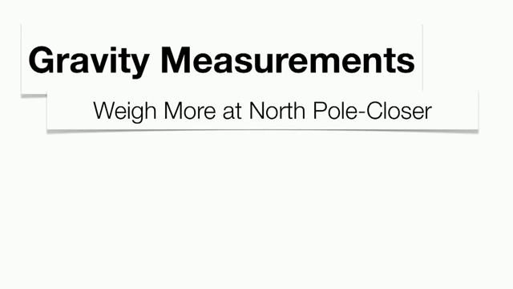So you can see here that Mr. Red at the North Pole is technically closer to the center of the Earth. He's going to weigh a little bit more. Mr. Blue is at the equator. He is technically a little bit farther away from the center of the Earth, which supports that he's going to weigh a little bit less.